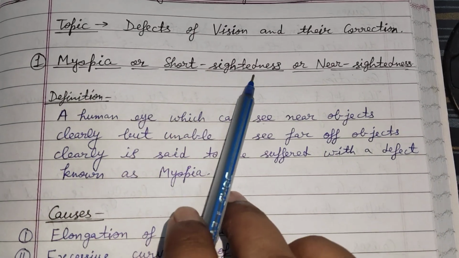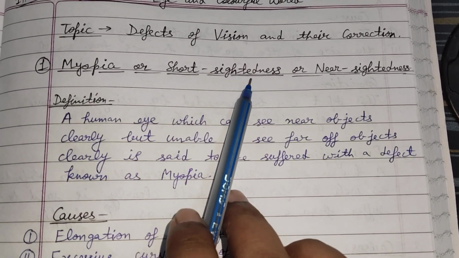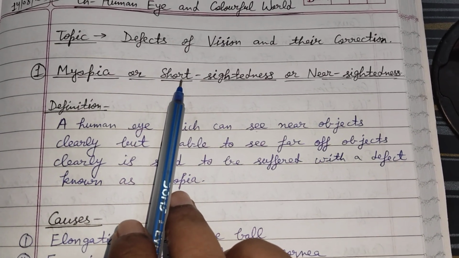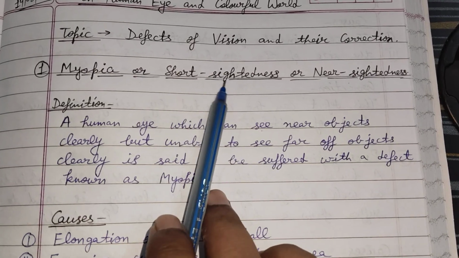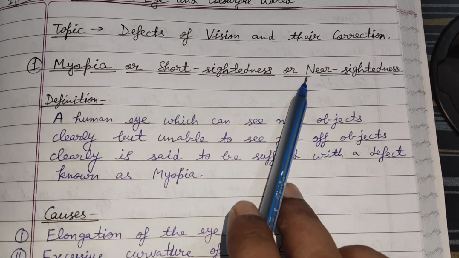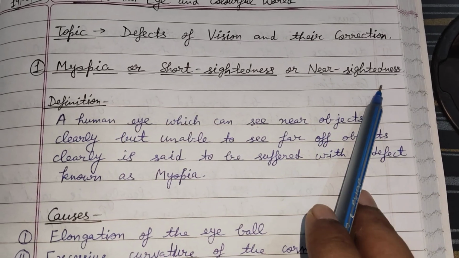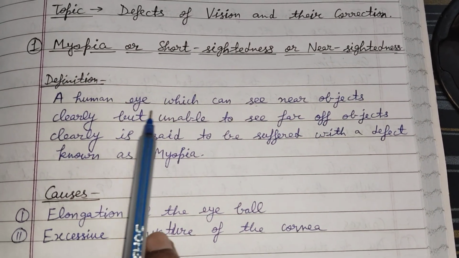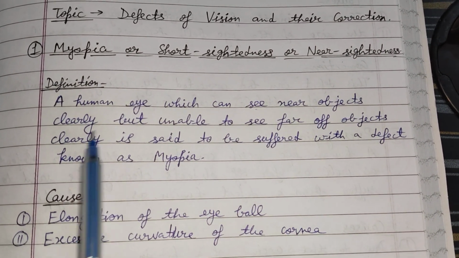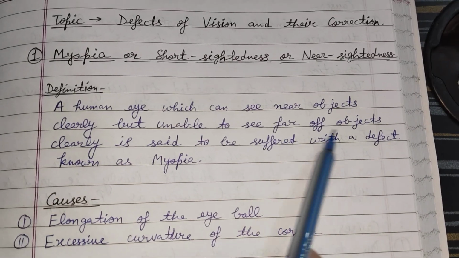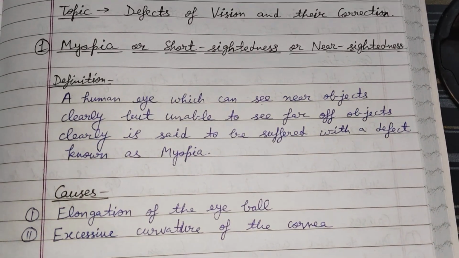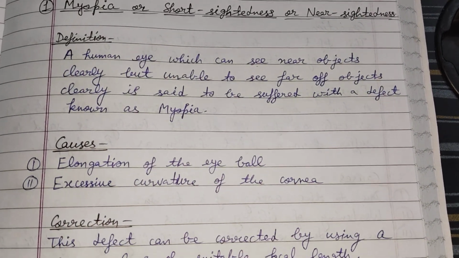Whatever the name of the defect is, the defective eye can see that type of objects. Like here, another name of myopia is nearsightedness. So in this, the human eye can see near objects clearly but cannot see the far objects. So this defect is known as myopia.